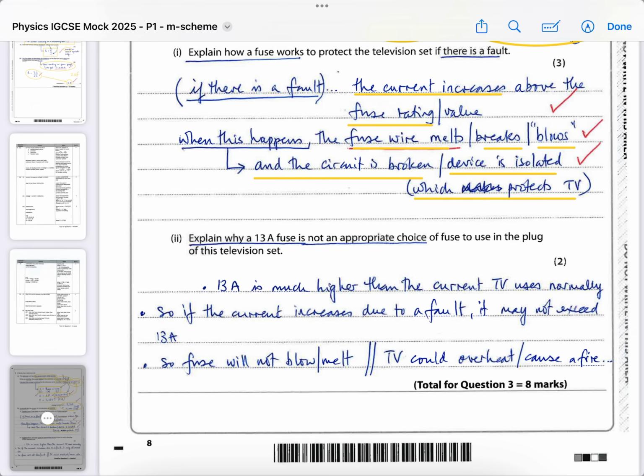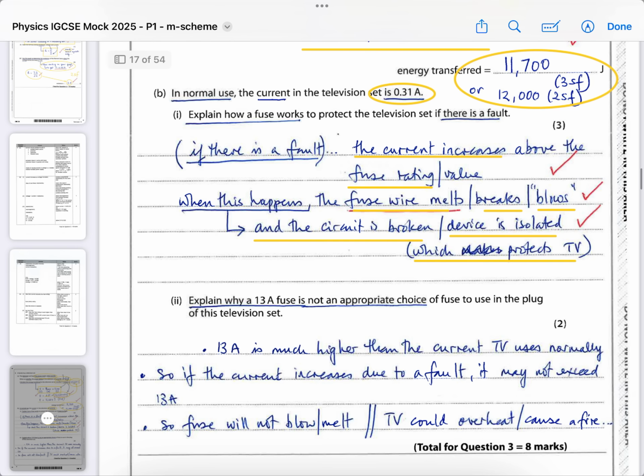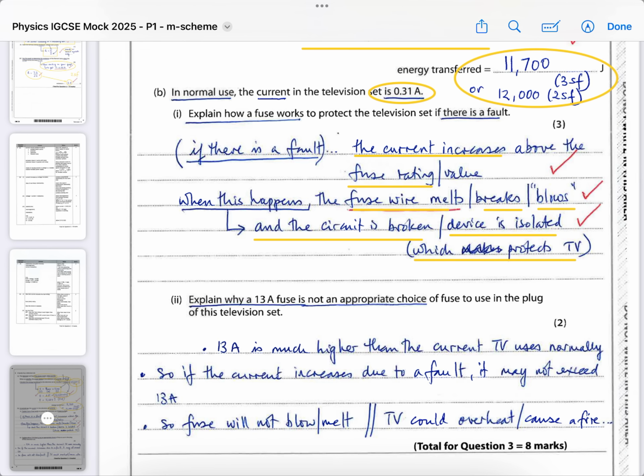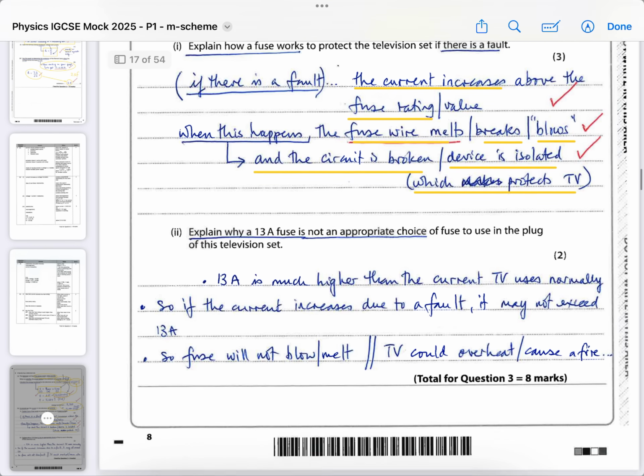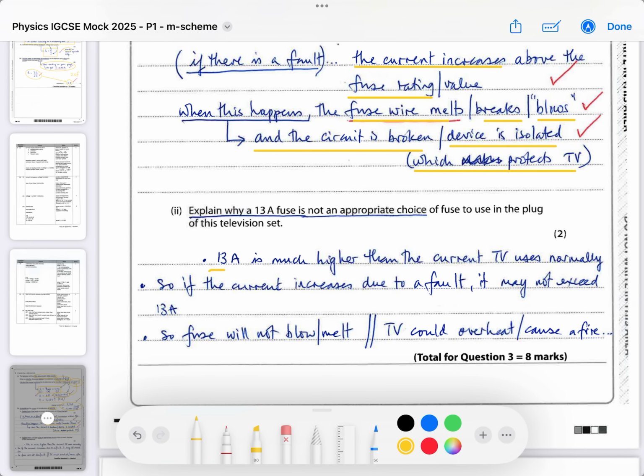Now it says in the final part of this question, an 8-mark question, explain why a 13 amp fuse is not an appropriate choice of fuse to use in the plug of this television set. Remember, this television set is using 0.31 amps under normal operating conditions. So what you've got to say is that 13 amps is much higher than the current the TV uses normally.